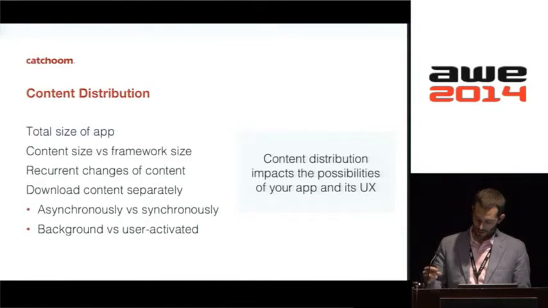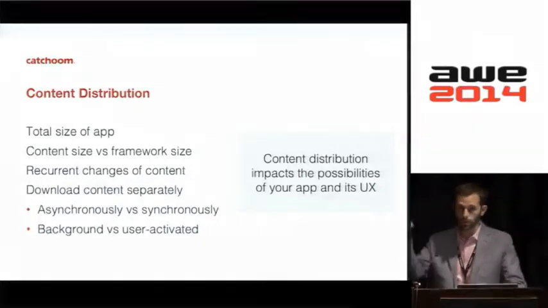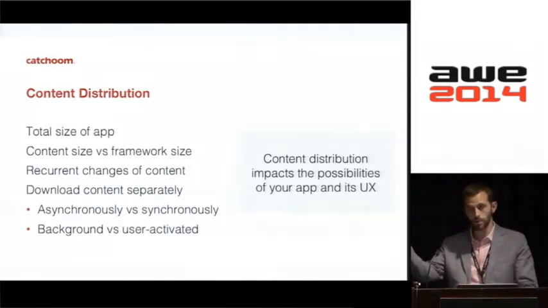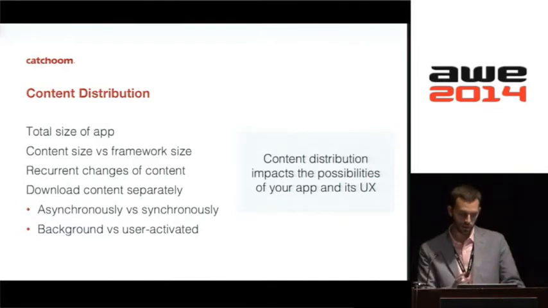Also, if you think about content distribution, think about whether you will need to recurrently change this content. For that, you would definitely want to use the cloud so that you can stream content online. Now, how do you download? If you say, okay, I will leverage the cloud because I don't want a big application, will it be asynchronous or synchronous?